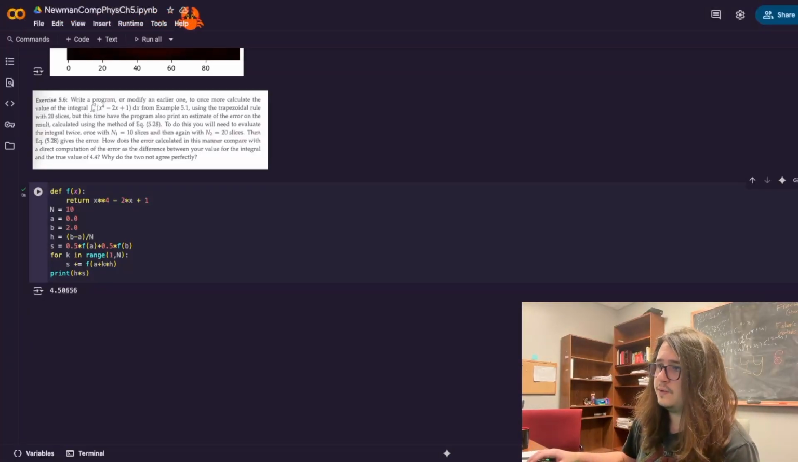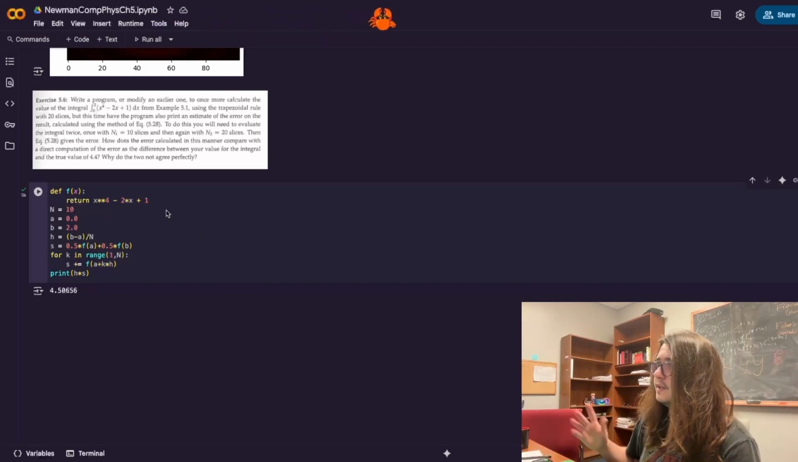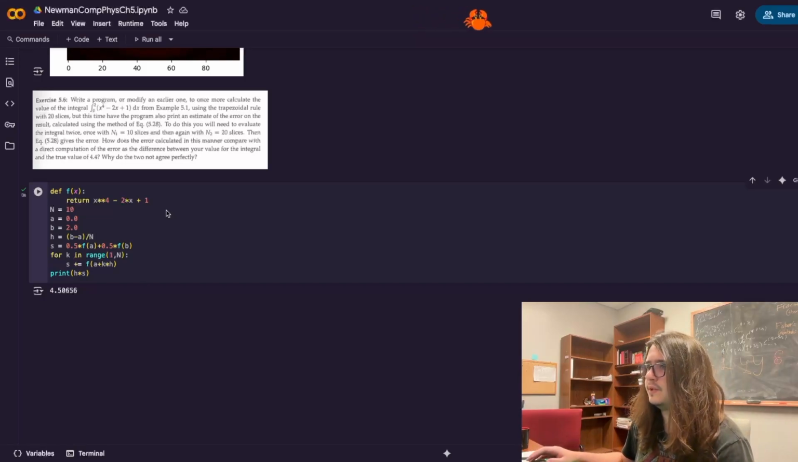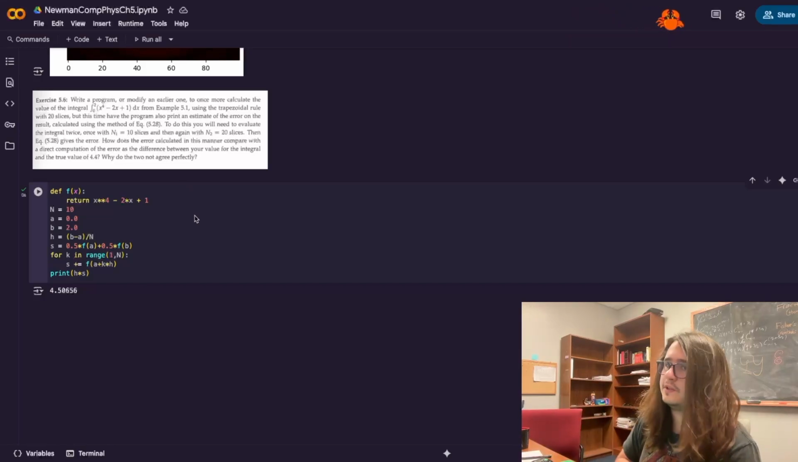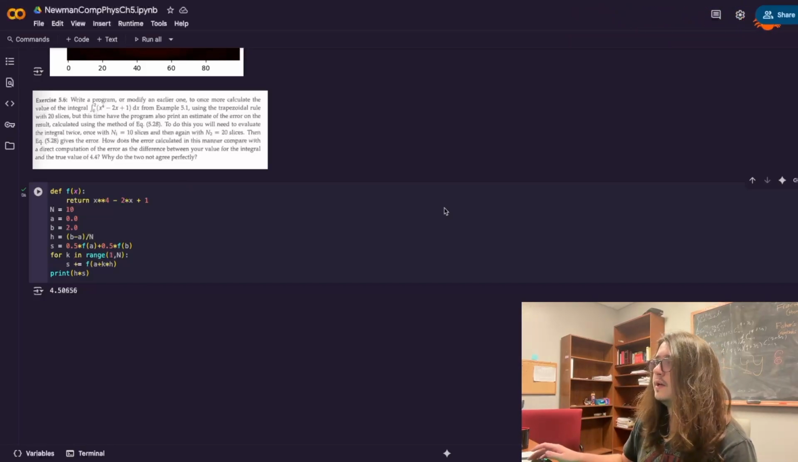So this is the code that is given in the text. It's an example of the trapezoidal rule integral of the function x to the 4 minus 2x plus 1. It's been in previous videos up to this point. This time we're going to modify it to calculate a fractional error using an equation in the book, and also compare it to the actual fractional error, to compare it to the exact value of 4.4, right?